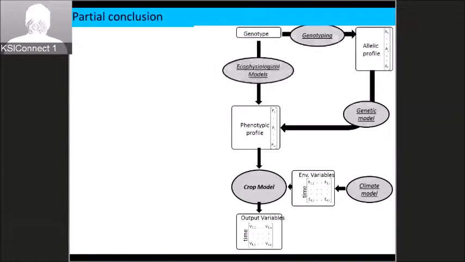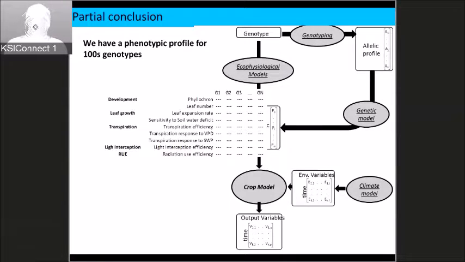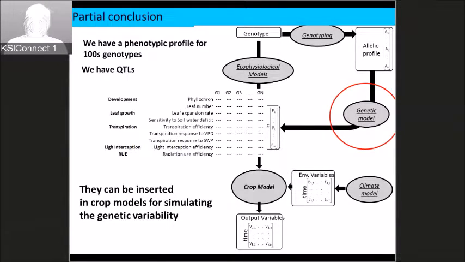So my conclusion is not at the end, it is now. So we have fields, the phenotypic profile. Then for hundreds of genotypes, we have parameters for development, for leaf growth, for transpiration, for light interception, and for radiation use efficiency. We have also performed genetic analysis. Then we have QTLs, and then these QTLs and this phenotypic profile can be inserted into a crop model.